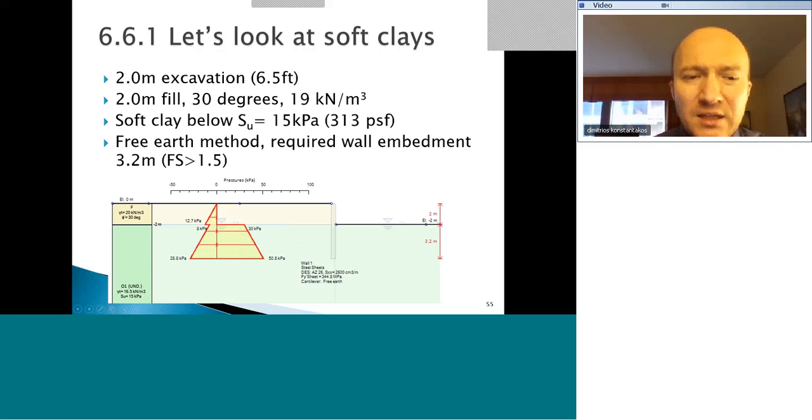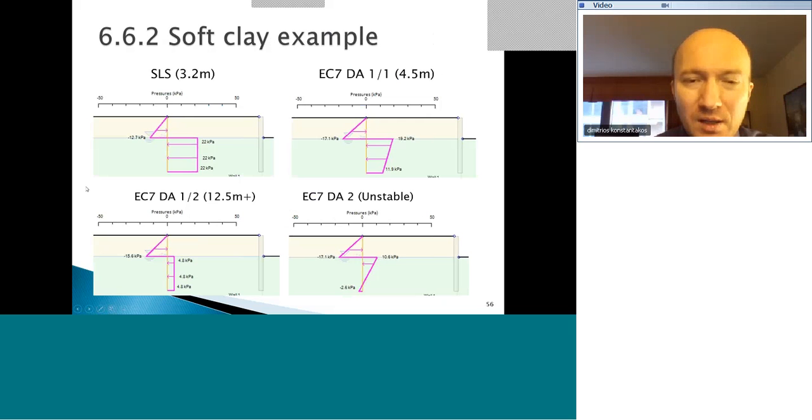So by doing that, we're coming back that we need a wall embedment of 3.2 meters. And, you know, you'll go out, you'll build this, you might get some wall displacement, some basal movements because of soft clay, but it works. Everybody knows it works. But now let's see what happens when you start applying Eurocode to it and AASHTO.